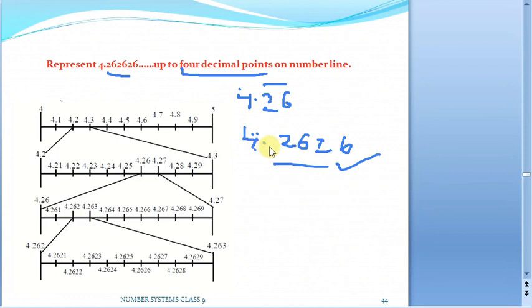Our number is 4.2. Now first have a look at this part only. 4.26. That means it has crossed 4.2, but it has not yet crossed 4.3. So we will take 4.2 at one end and 4.3 at the other end, and we will magnify it. So it is 4.20. We can write 4.21, 4.22, 4.23 and so on. We will place equally spaced divisions in between. Now have a look at the other end.